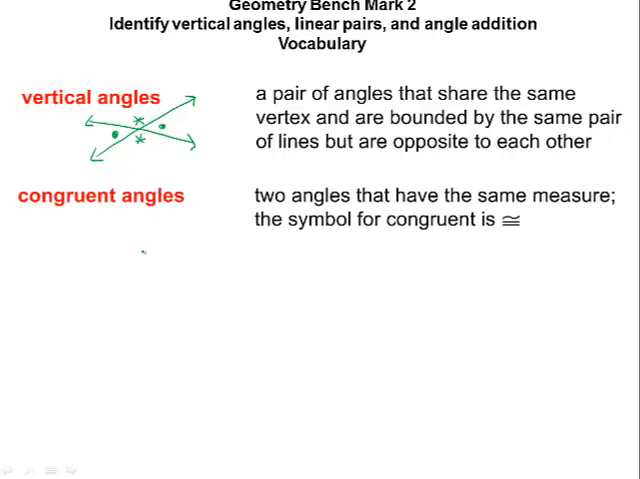Then you have congruent angles, so any two angles that have the same measure are congruent.